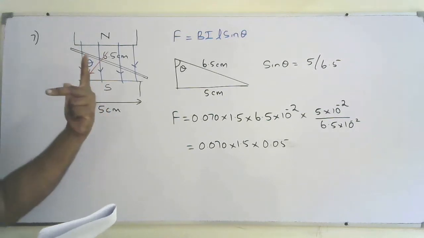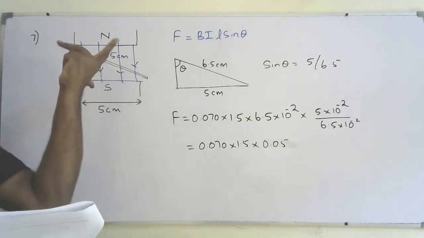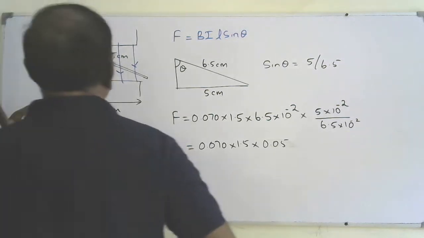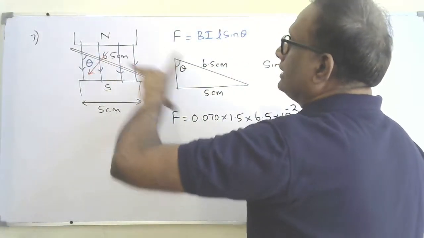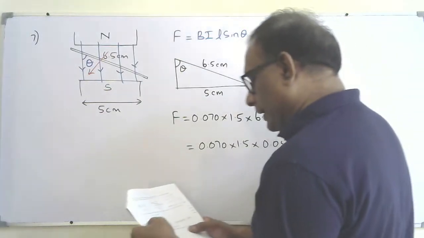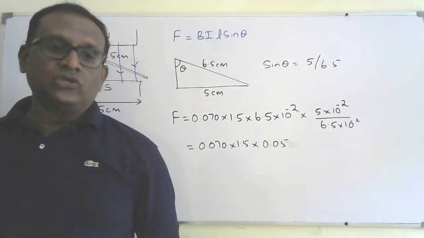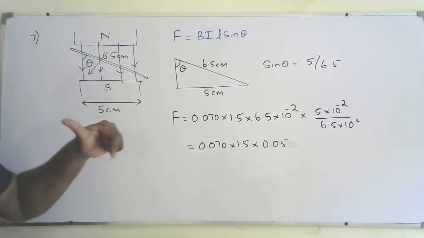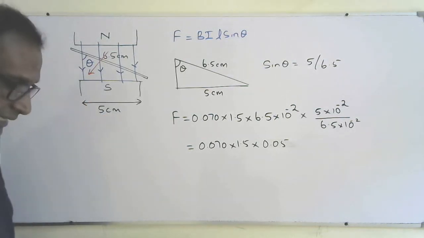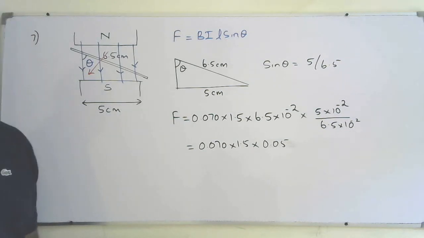So the current is this direction. Magnetic field is downwards, the current is along this way. The force will be out of the page. Use the left-hand rule. You will see the thumb will point out of the page. The force will be out of the page. So the correct answer is C.